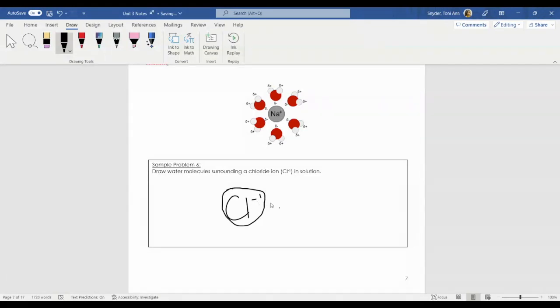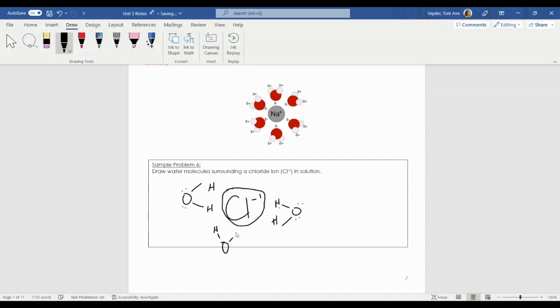If this has a negative charge, that means that the positive side of water molecules will attract the negatively charged chloride ions. So here, my hydrogens are going to be facing this chloride ion. Same thing going on the other side. And I'm not very good at drawing water molecules like this. So here we go. The partial positive end of water is attracted to the negatively charged chloride ion.